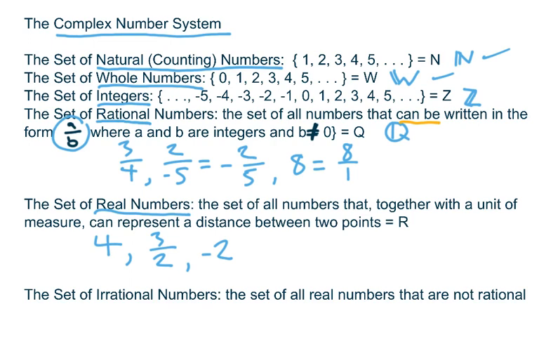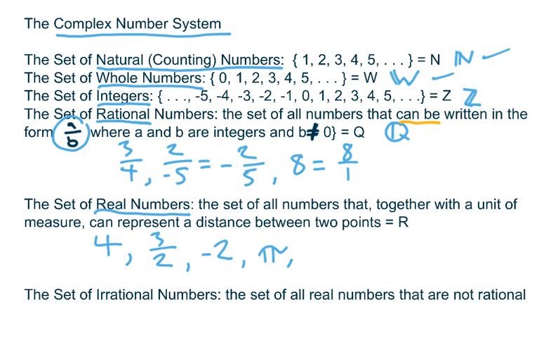But distances need not only be natural numbers, whole numbers, integers, or rational numbers. You could have a distance of pi. Pi, the number that you might be familiar with, represented in the formula for the area of a circle, for example. Pi can represent a distance. However, it turns out that you cannot write it as a fraction. You cannot write pi in the form a over b, where a and b are integers. Can't be done. But it still could represent a distance.